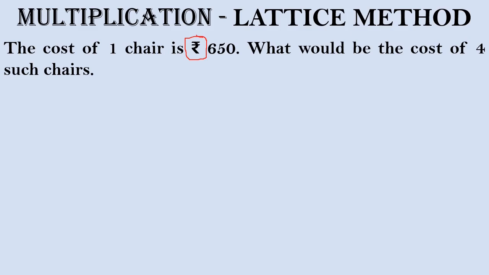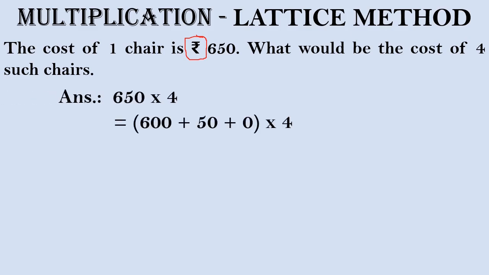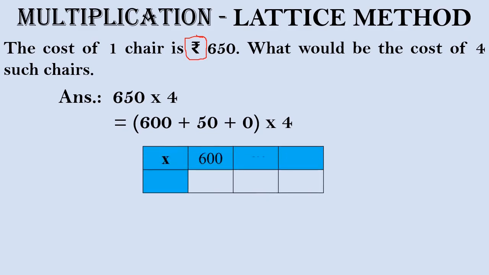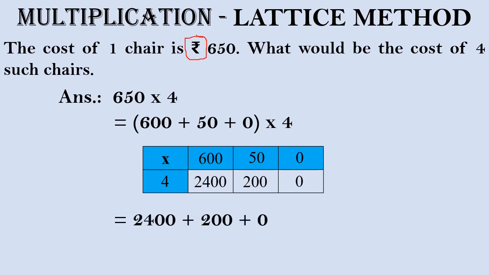So the simple multiplication that we would do is 650 multiplied by 4, or 600 plus 50 plus 0 multiplied by 4. 6 4s are 24, we'll add 2 zeros at the end. 4 5s are 20, 1 zero at the end, and 0, any number multiplied by 0 is 0.